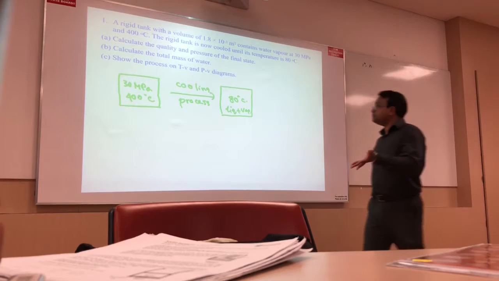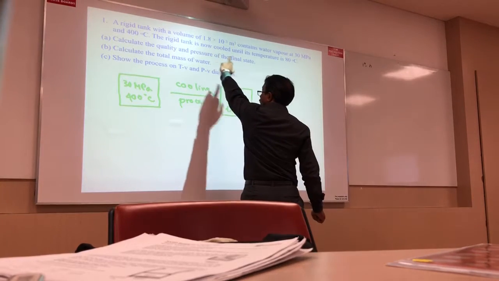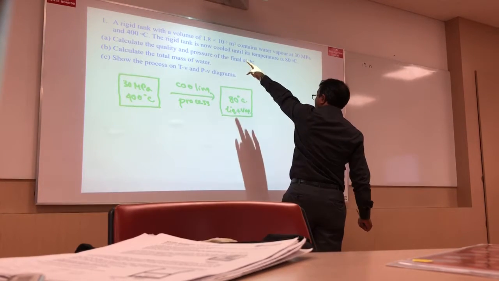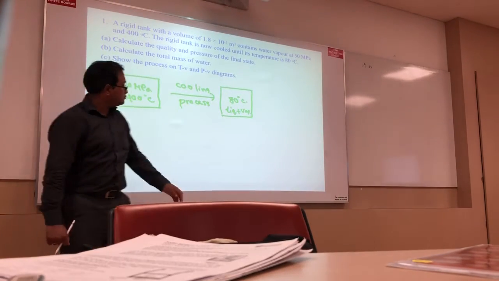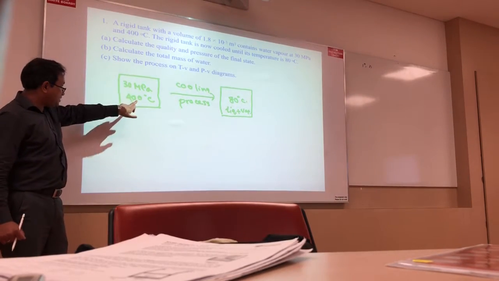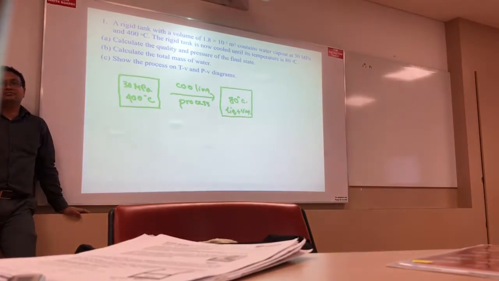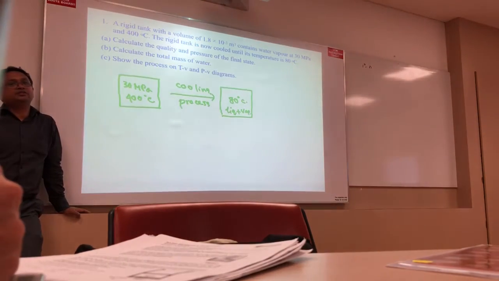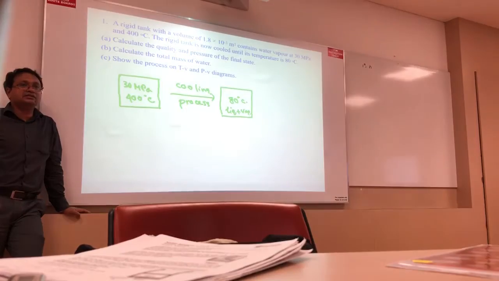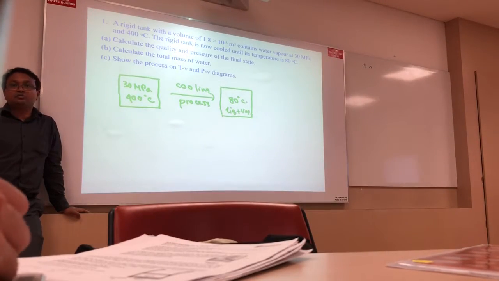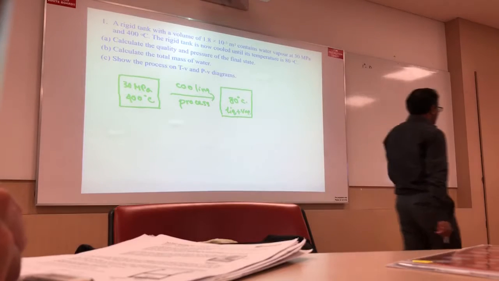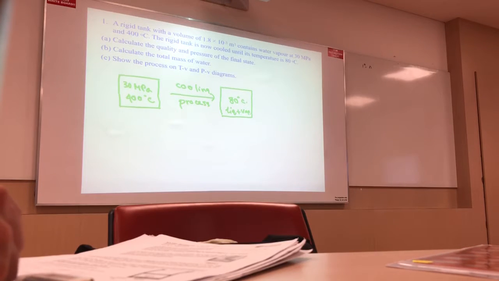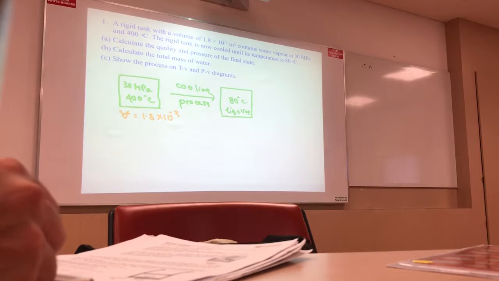The question tells me, oh, another one I forgot: the volume, right? The volume is 1.8 given. 30 megapascal and 400 degrees Celsius. What is this for water? Remember, 400 is higher than critical temperature. Pressure 30 megapascal is higher than critical pressure. So this is supercritical. Very good. So what I can see from that question, this question tells me total volume 1.8 times 10 power minus 3 meter cube.